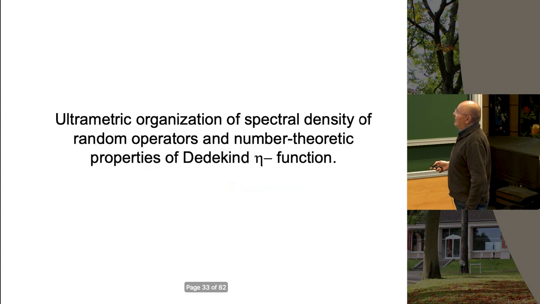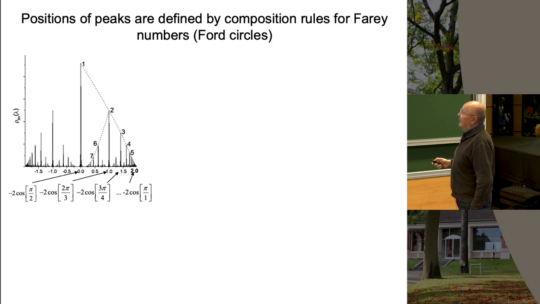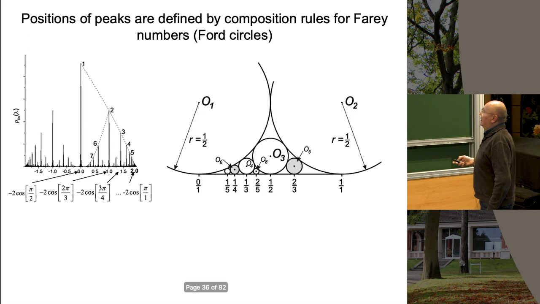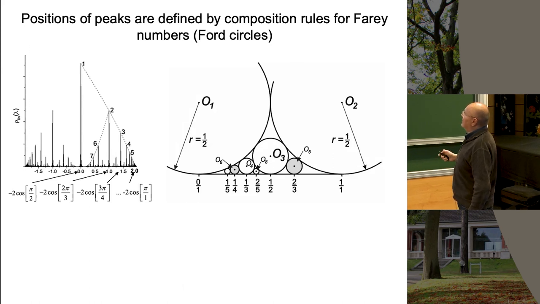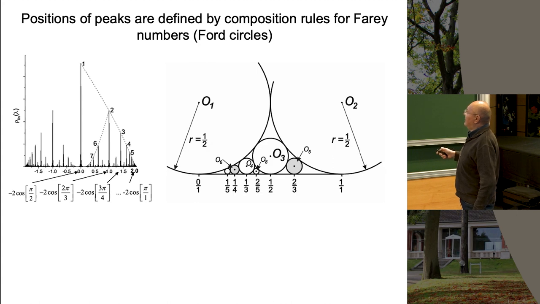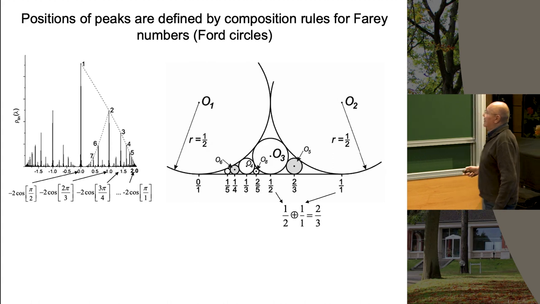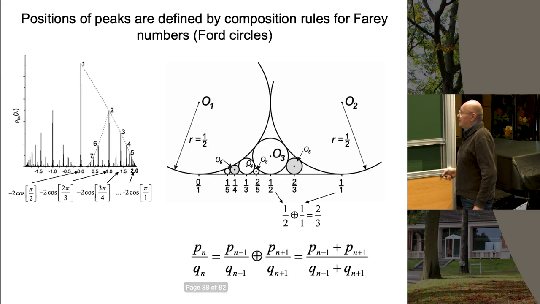What can we say more? Now we end up with the following. We can analyze this picture parametrically. First we can try to find the positions of these peaks and then their heights. The position is given by the following. You know this fourth picture: you have the interval between 0 and 1, you have circles which touch each other and touch the ends of the interval, and then you inscribe the other circles, and you would like to find the positions of the centers. By symmetry, this one is 1 over 2, but what is the position, for instance, of this one? You should sum numerator plus numerator and denominator plus denominator, and you get this position. So these are nothing else than relations of Farey numbers.